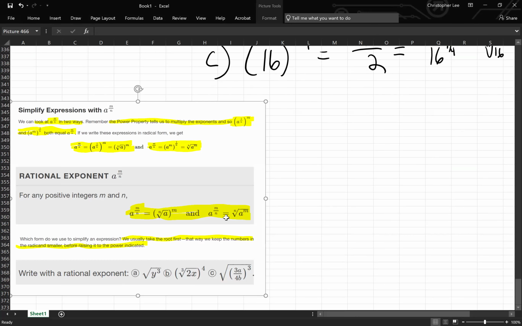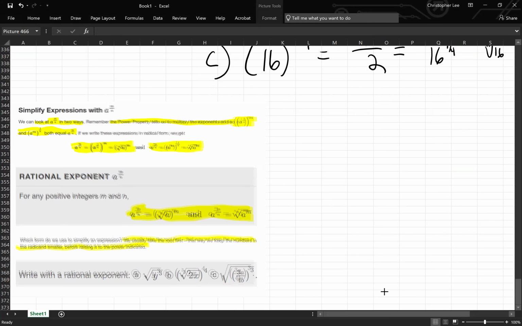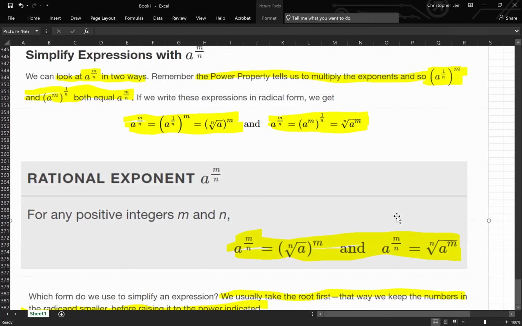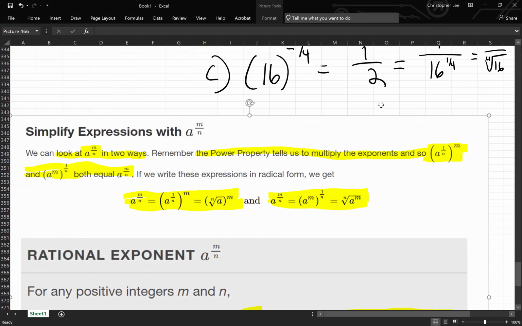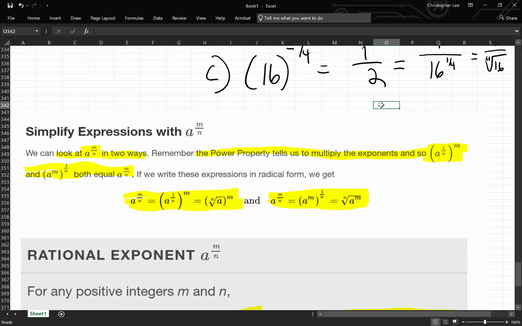All right. So we're going to simplify expressions with a to the m over n power. We can look at a to the m over n in two ways, right? Remember, the power property tells us to multiply the exponents. And so a to the 1 over n raised to the m power and a to the m raised to the 1 over n power both equal a to the m over n.